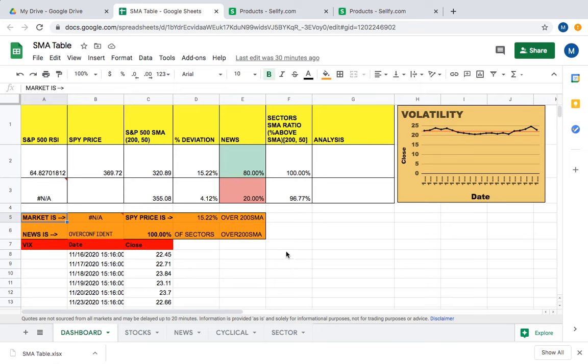200-day moving average. So what this tells me right now is that the market is a little overpriced. The news is overconfident. Everything is above its 200-day moving averages, which, as a long-term trend, can tell you things are highly priced right now. So, quick analysis from me, it might help to save up some cash and wait for a better entry point into the market.